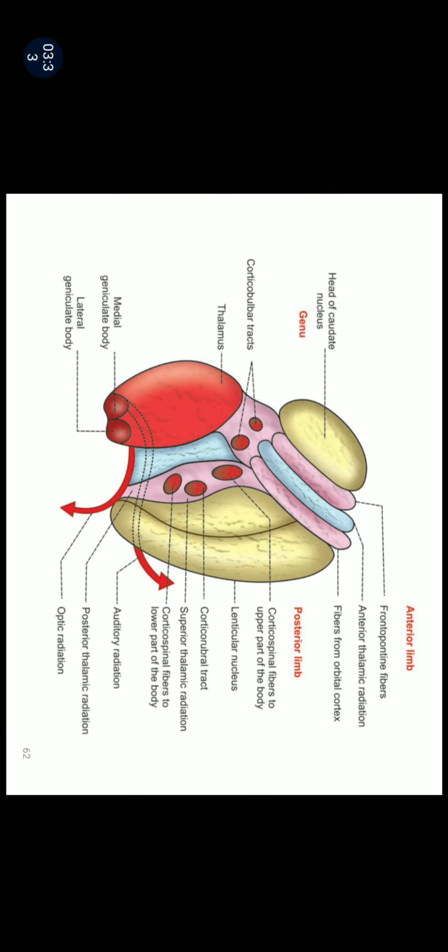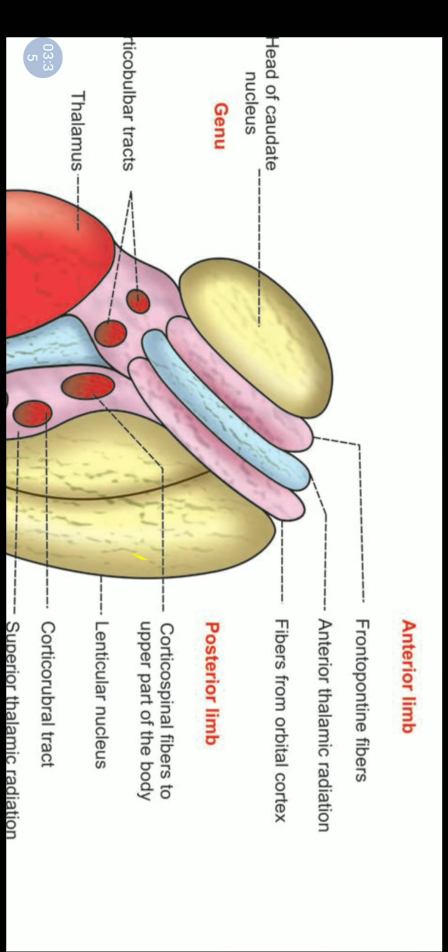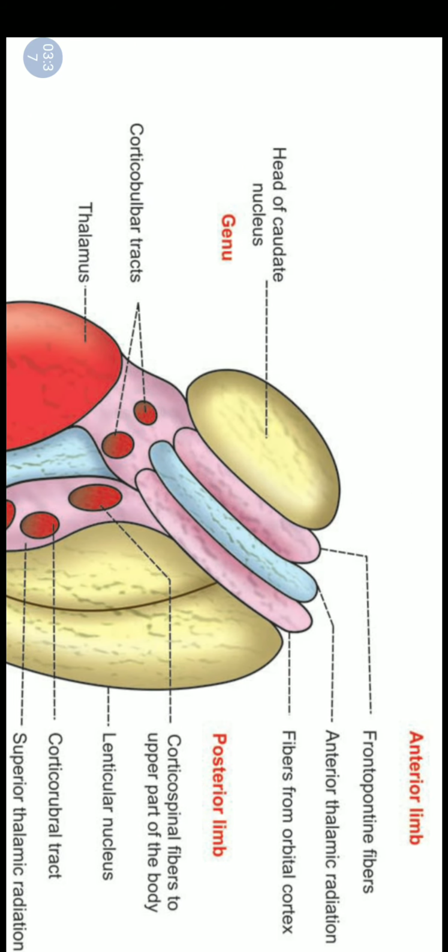And the third one is the genu. The genu is situated between the anterior and the posterior limb. Here you can see this genu. This genu is situated between the anterior limb and posterior limb.